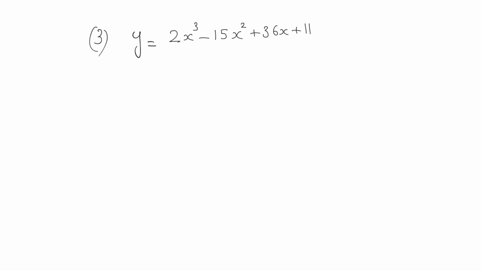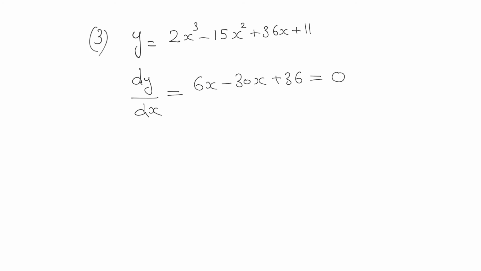Now we'll consider another question. Let's say it is given that y is equal to 2x cube minus 15x square plus 36x plus 11, and our aim is to find out the maximum and minimum value of y. So if we are finding out the value of dy by dx, this will be equal to nothing but 6x square minus 30x plus 36 is equal to 0. So for a maxima or minima, the value of dy by dx should be equal to 0.